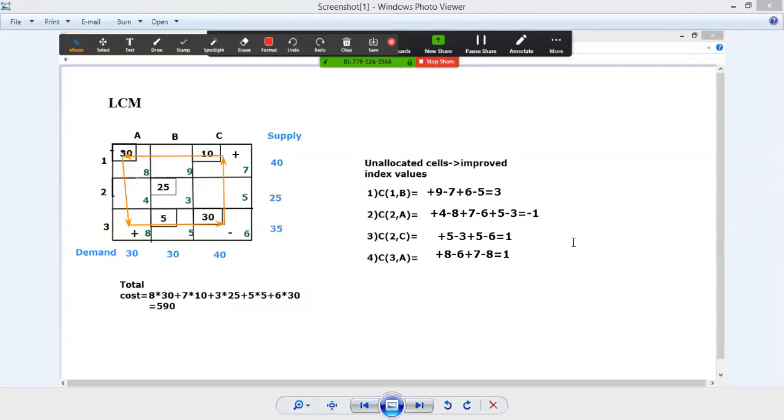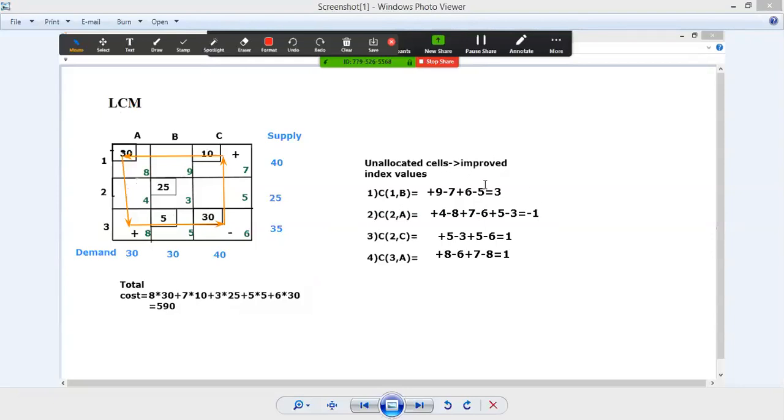As you can observe here, there is one negative value, which indicates that I can actually reduce this particular cost, that is 590, even more. That is why here we got a negative value. When we get a negative value, what we have to do is compute the improved index values again.